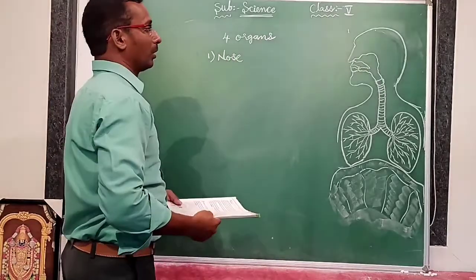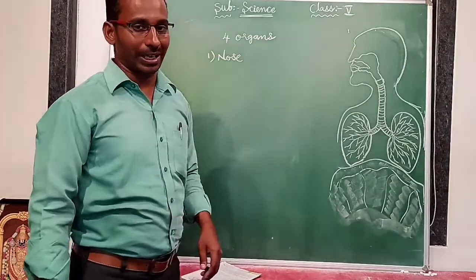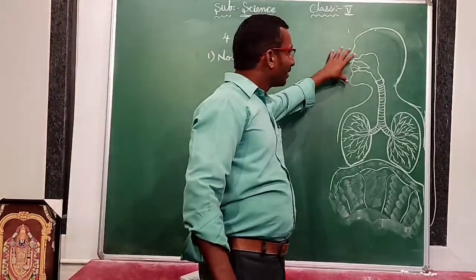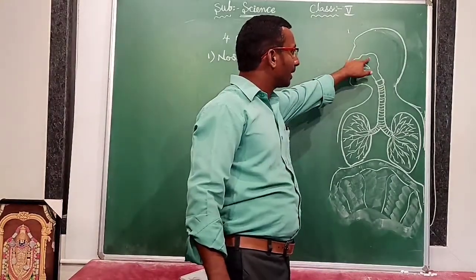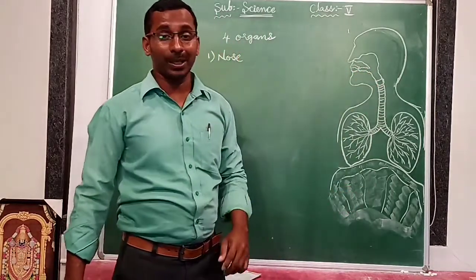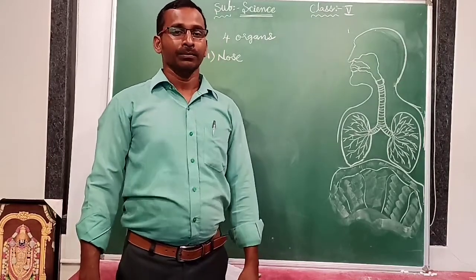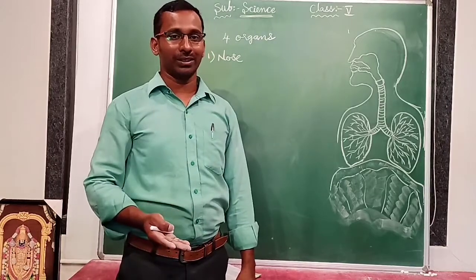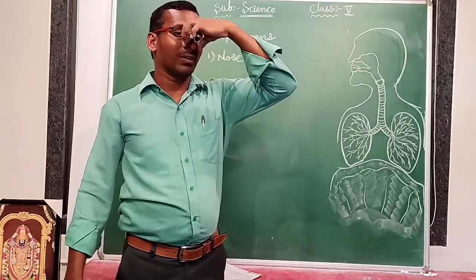First one is the nose. Here we are seeing the respiratory system diagram. So this is the human head and here is the nose. Through the nose one connection is there, and through the mouth also one connection is there. Sometimes we close the mouth; I am closing my mouth now. Now I am taking air inside and releasing it out. Is it clear? And when we close our nose also, we are breathing.